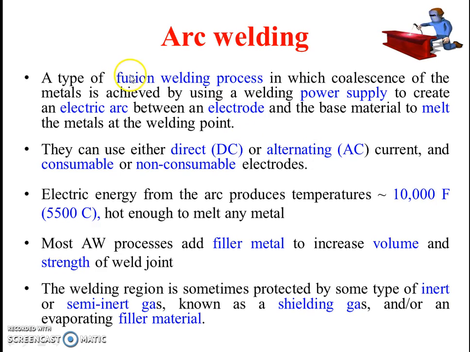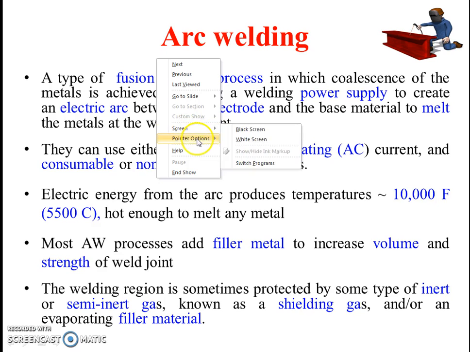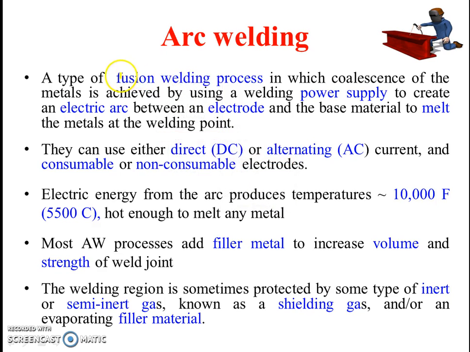One is the fusion welding process, and another one is the solid welding process. Arc welding comes under the fusion welding process. So what is a fusion welding process? Fusion welding means the material melts and fuses together. That means both base metals, A and B, will melt and join together in a fusion welding process.